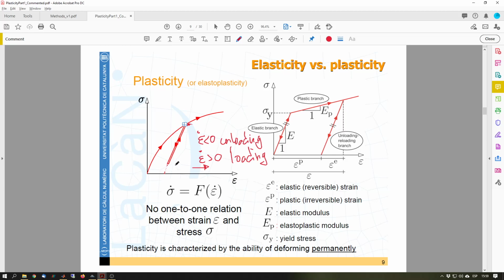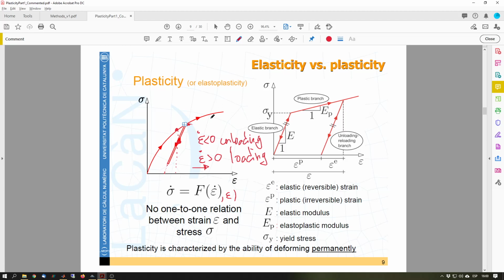So for one plastic or one total strain, I may have different values of stress depending on whether I am in my loading regime or I have gone through an unloading. So it's history dependent. We lose this relationship, but we can have a one-to-one relation with respect to the rates, and this may depend as well on my current strains.